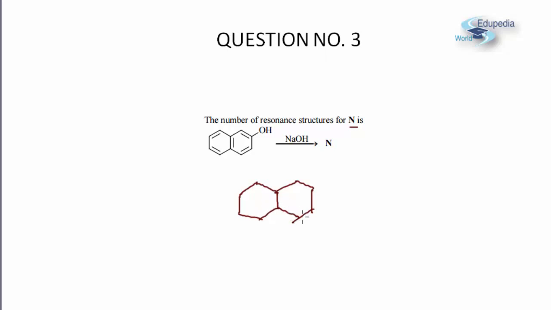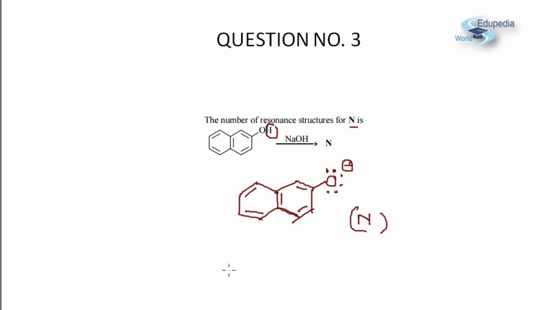two benzene rings like this, three bonds, and there will be this hydrogen over here leaves as H plus, so we will get O minus. Okay, so this is the structure of N. This is our N. Now we have been asked how many resonance structures for N can be drawn.